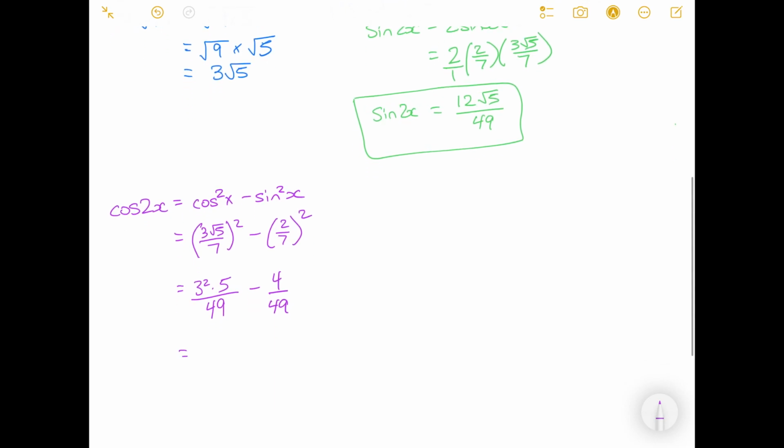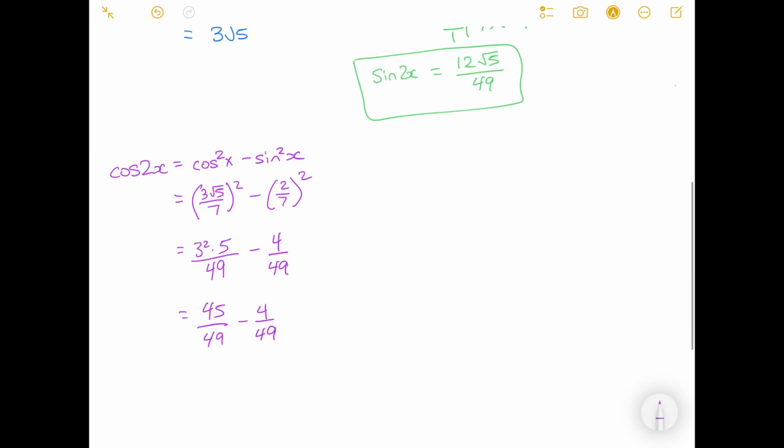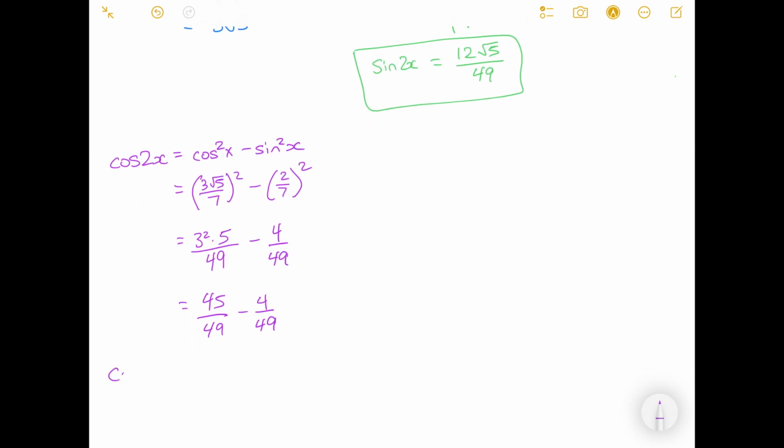Let's simplify this one more step. 3 squared is 9, and 9 times 5 is 45. So this is 45 over 49 minus 4 over 49. I have common denominators, so I am super happy. And my cos 2x is going to be 41 over 49. I can't reduce that fraction, so that is my fully simplified answer.